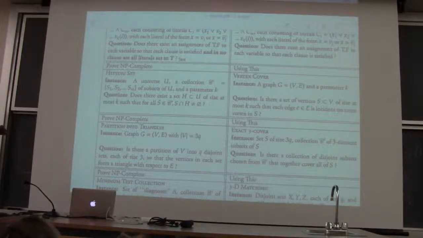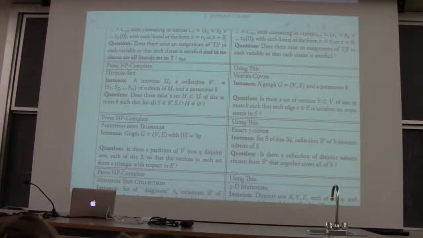Anyone? Yeah? I have a question. Okay, good. When you say the collection is subsets of U, then is it all possible subsets of U? Did I say it's all subsets?